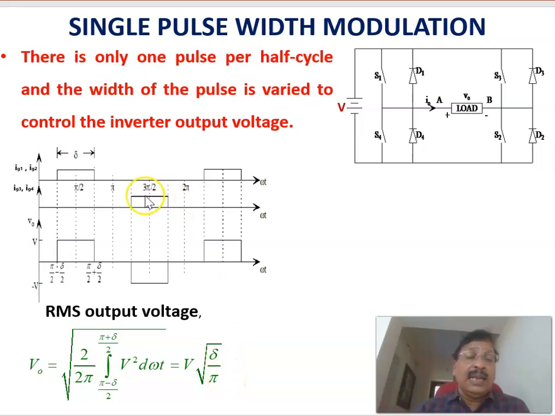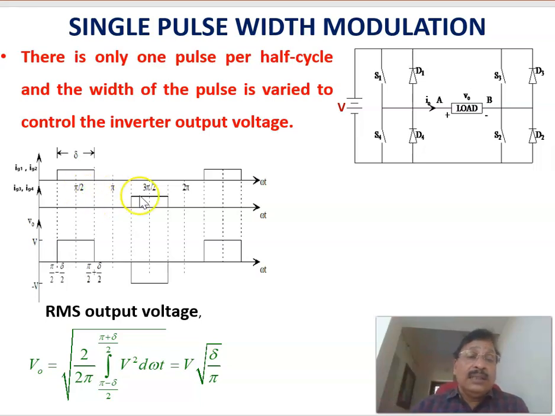As a special case, if you assume that delta equals pi, as we have seen in a square wave inverter, then substituting here, we get the RMS value equal to V. Therefore, by controlling the pulse width, the RMS value of the inverter output voltage can vary from 0 to V. Therefore, the parameter that controls the voltage magnitude is delta, so that the RMS value of the output voltage is given by V into root of delta by pi.